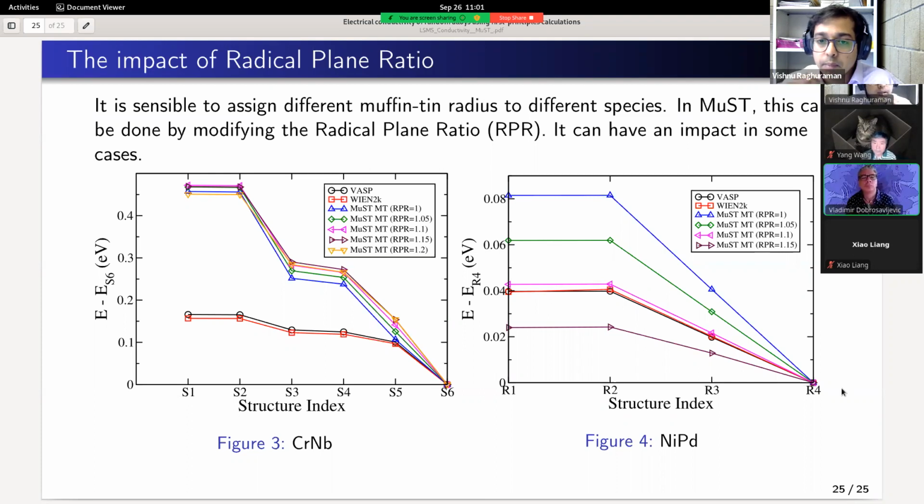So basically this shows that the radical plane ratio could be an important factor in muffin tin calculations. So you may not have to go to full potential all the time. You can vary the muffin tin. You can try different radical plane ratio, and muffin tin may be giving you good results. Yeah, so that's basically the updates I had on this project.